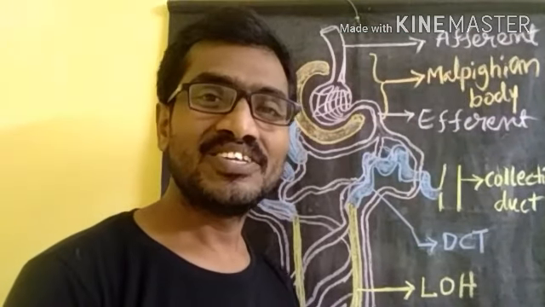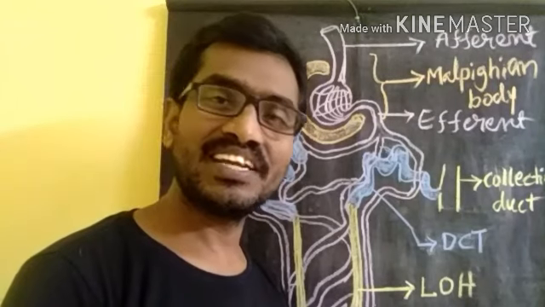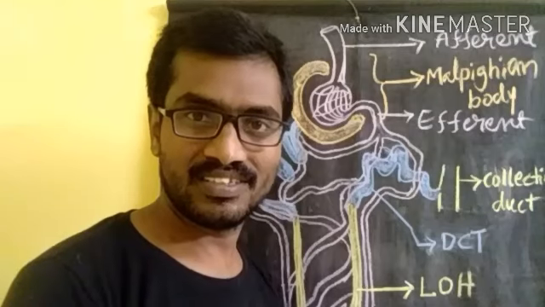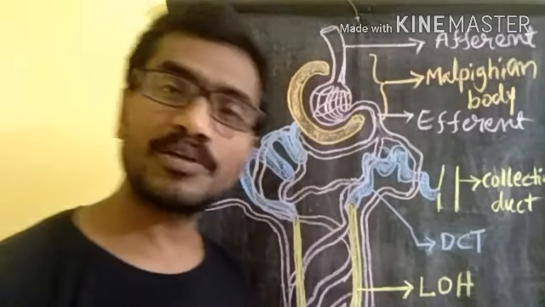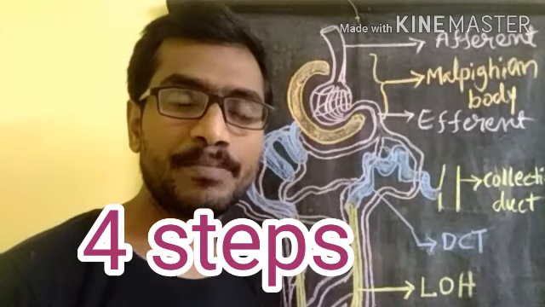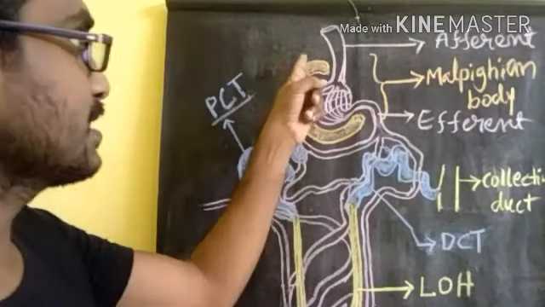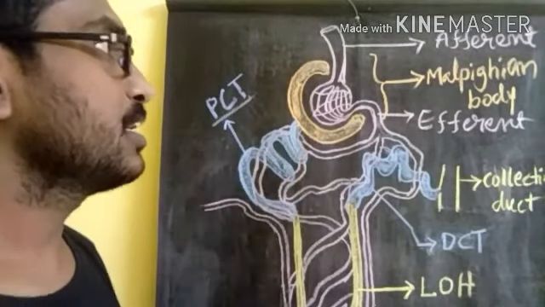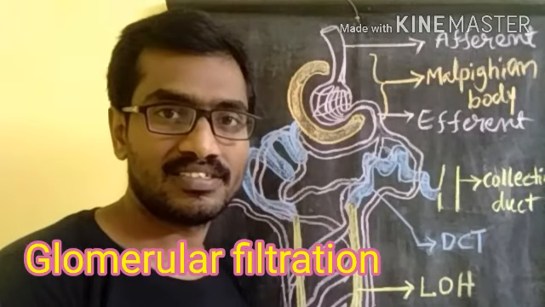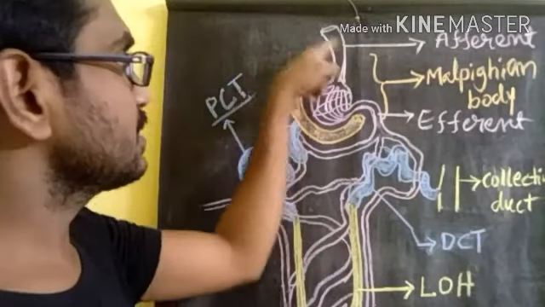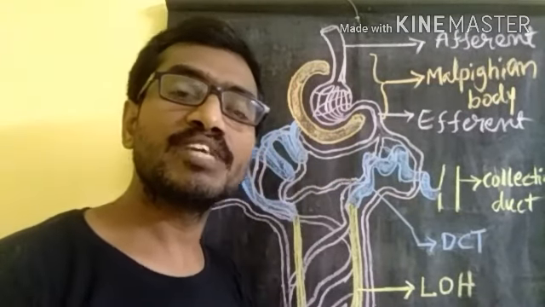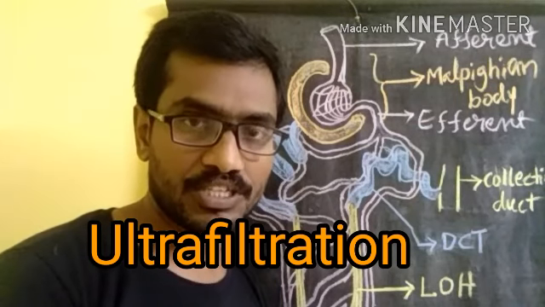Namaste everyone. Today we are going to learn a very interesting topic, the process of formation of urine. This process involves 4 steps. The first step takes place here in the Malpighian body, which we call glomerular filtration, otherwise known as ultrafiltration.